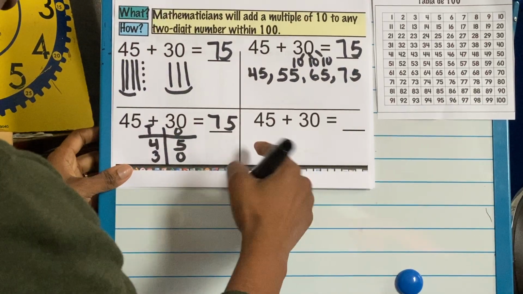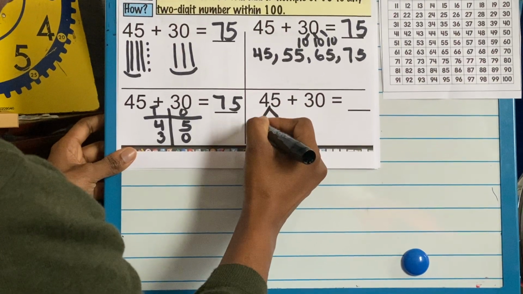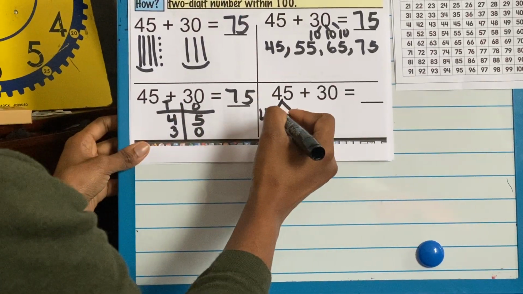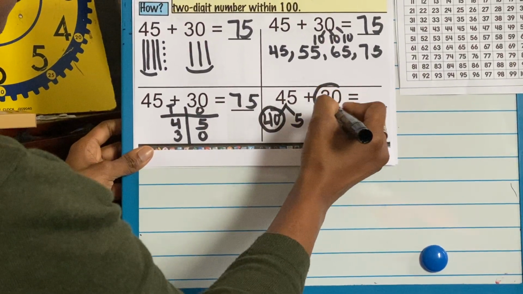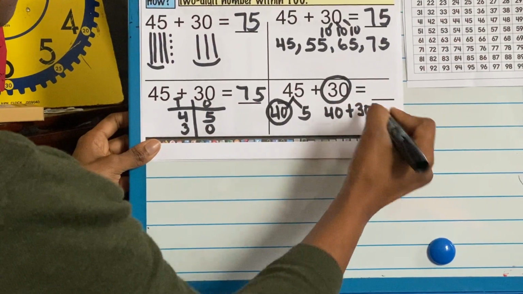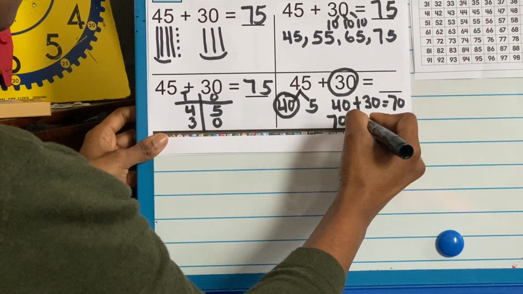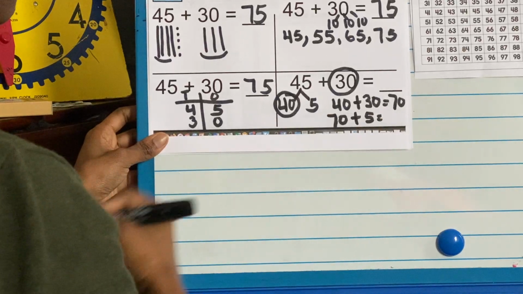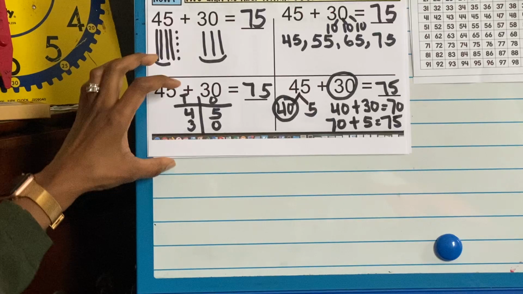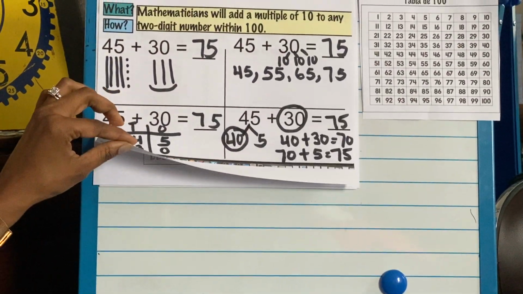So let's see. So we have 45. We can break it into what? We can break it into 40 plus 5. And then we can add the groups of 10, the multiples of 10s. So 40 plus 30 equals what? Equals 70. And then 70 plus 5 equals, you got it, 75. Very good. So that was our little review. Different ways to add numbers.